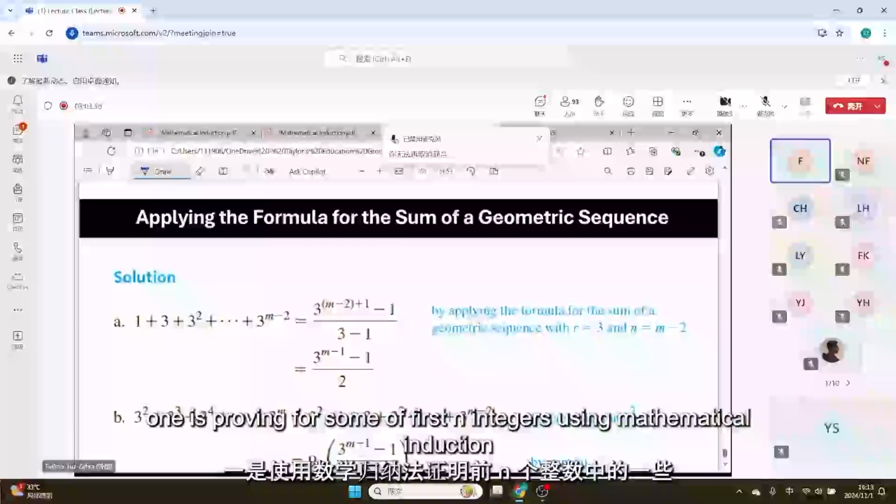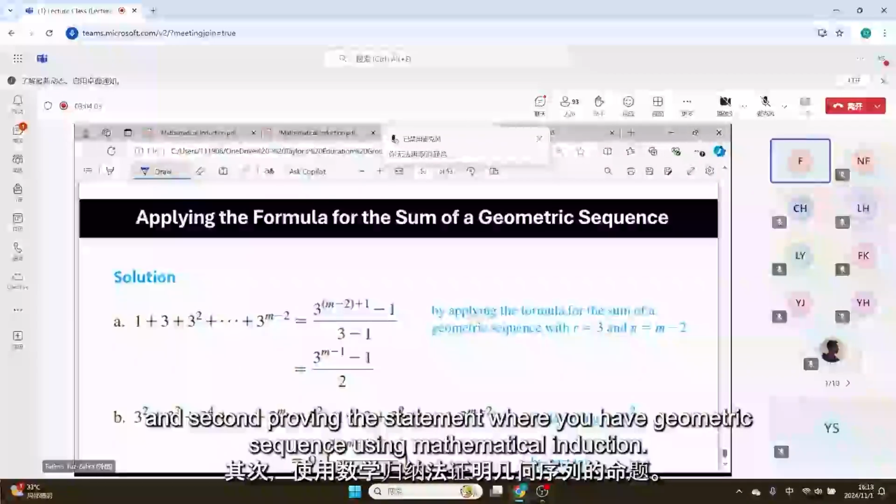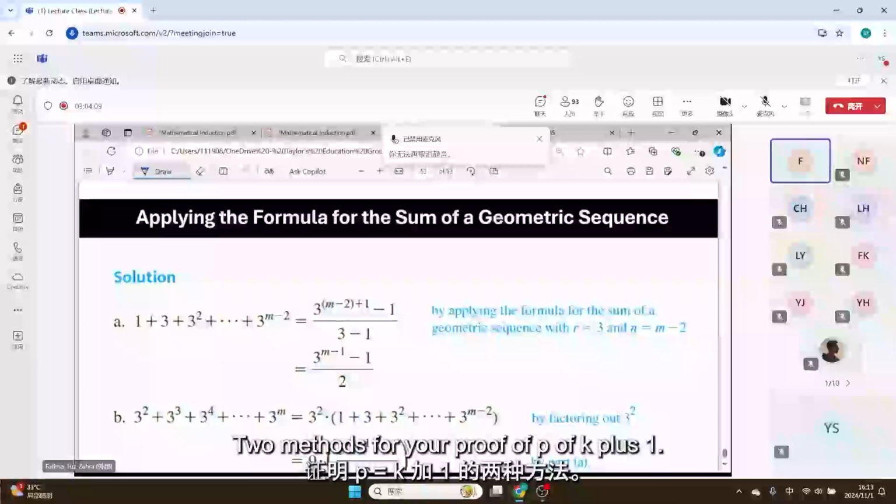One is proving the sum of first n integers using mathematical induction, and second, proving the statement involving a geometric sequence using mathematical induction. Two methods for your proof of P of k plus 1.